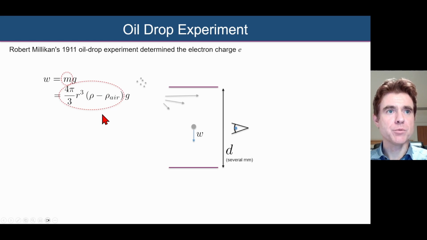Let me just clarify that substitution. And so this is the density. And you'll notice that we've got a correction here for the density.